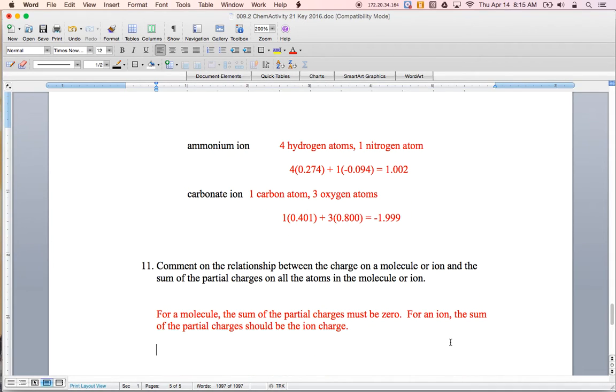In terms of a relationship, it shouldn't come as any big surprise here that for a molecule, regardless of how many atoms are in the molecule, the sum of the partial charges has to be 0. And for a polyatomic ion, the sum of the partial charges should add up to be the charge on that particular polyatomic ion.